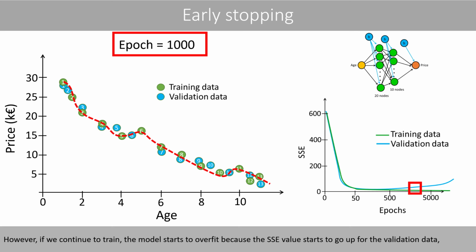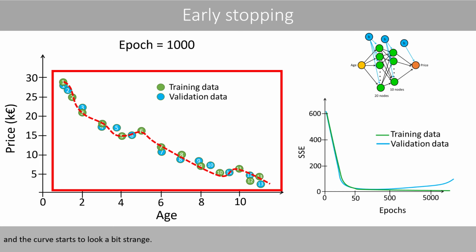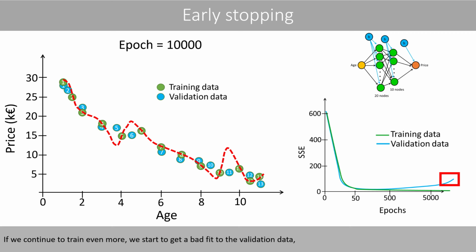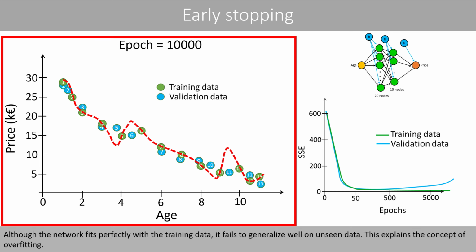However, if you continue to train, the model starts to overfit because the SSE value starts to go up for the validation data, and the curve starts to look a bit strange. If you continue to train even more, we start to get a bad fit to the validation data, but almost a perfect fit to the training data because the training error is almost zero. Although the network fits perfectly with the training data, it fails to generalize well on unseen data. This explains the concept of overfitting.